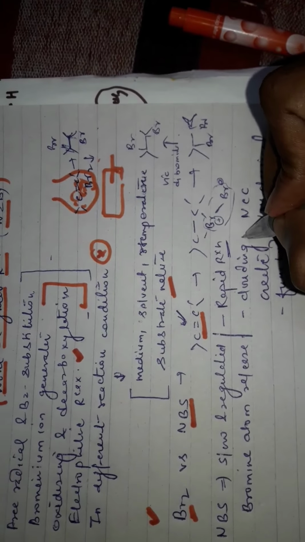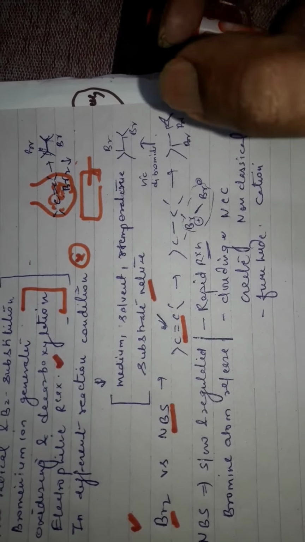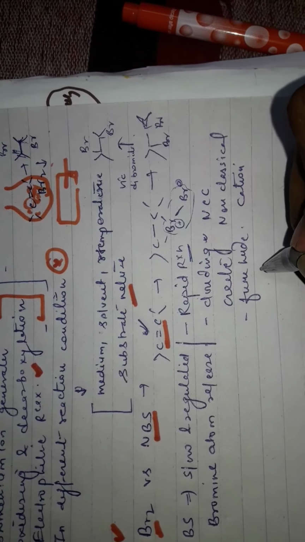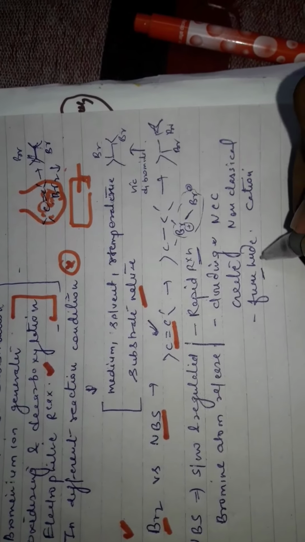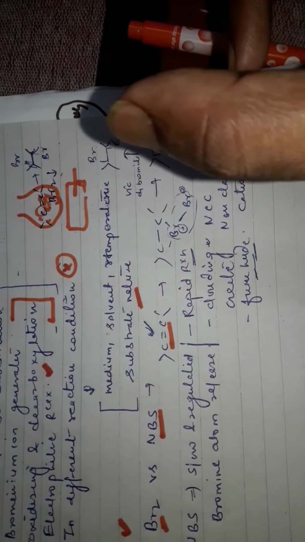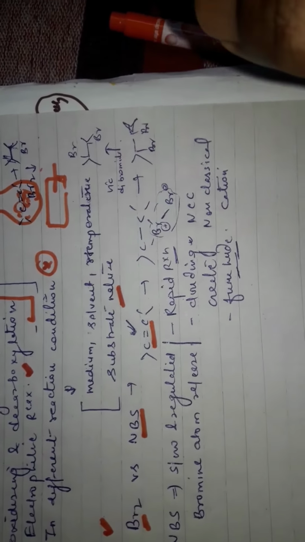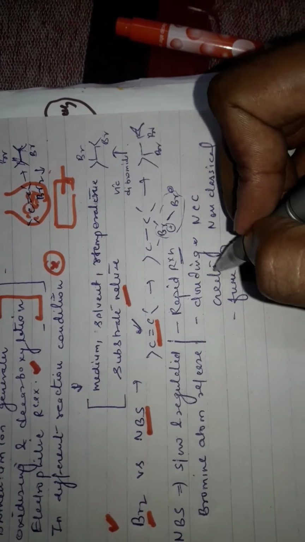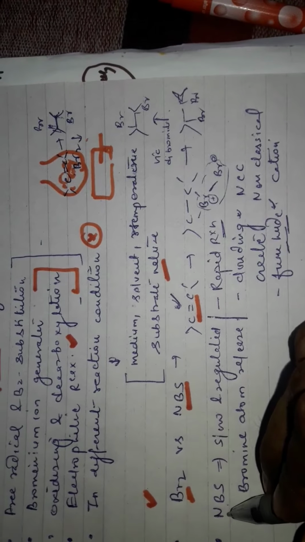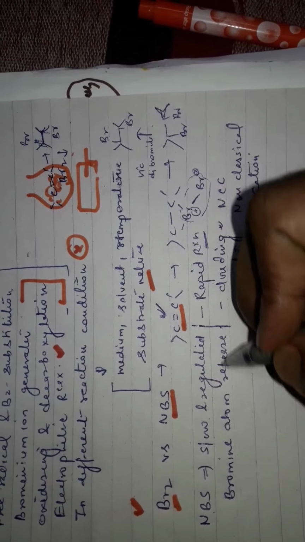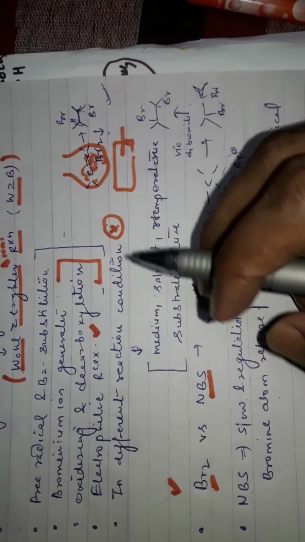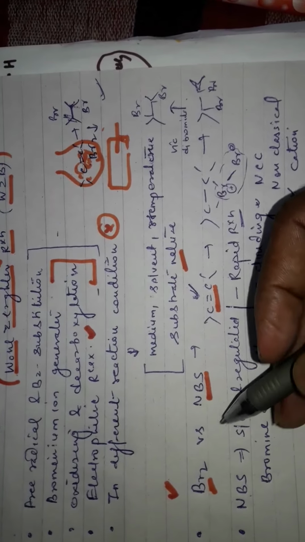Clouding occurs; if you open the bottle, a lot of fumes are generated. So in the lab a fume hood is used, which sucks all the fumes inside it, so that the people working in the lab are not affected. That is why we avoid it. In the case of NBS, it is a very slow bromine generator and takes much more reaction time compared to bromine.